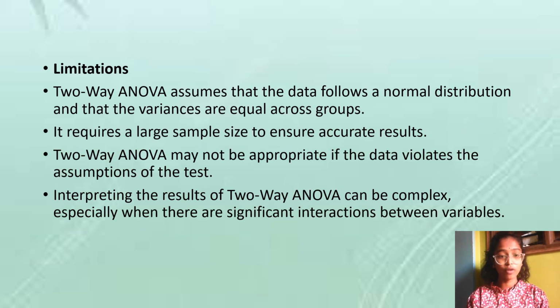And let us see some of the limitations of two-way ANOVA. Two-way ANOVA assumes that the data follows a normal distribution and that the variances are equal across groups. It requires a large sample size to ensure accurate results. Two-way ANOVA may be inaccurate if the data violates the assumptions of the test. Interpreting the results of two-way ANOVA can be complex, especially when there is a significant interaction between the factors.